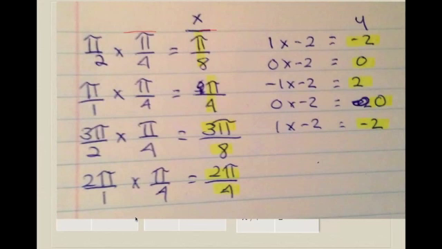This is the math. If you don't understand how to do it, it's basic multiplication of fractions. So multiply the numerators together and multiply the denominators together. So the first one was pi over 2 times 1 over 4. So pi times 1 gives us pi, and 2 times 4 gives us 8.